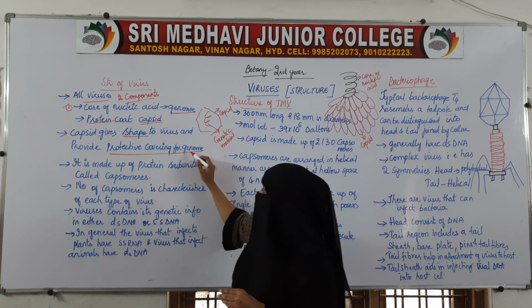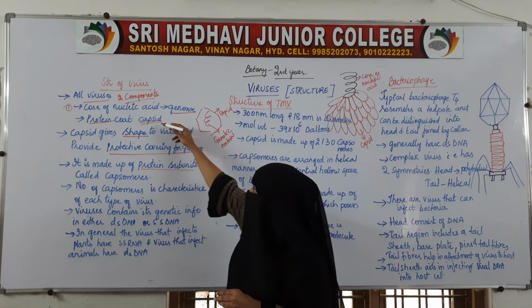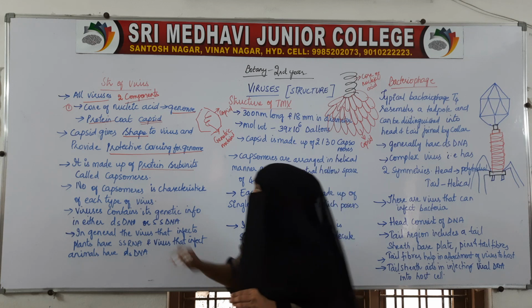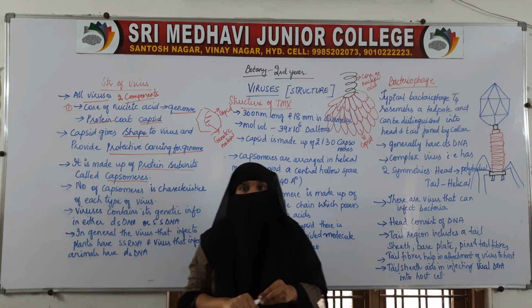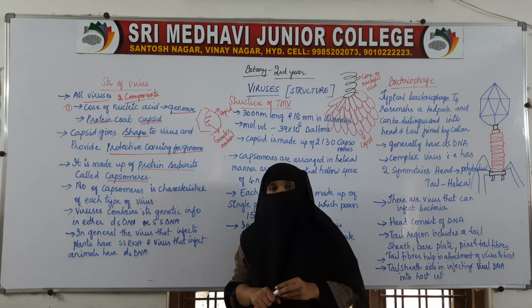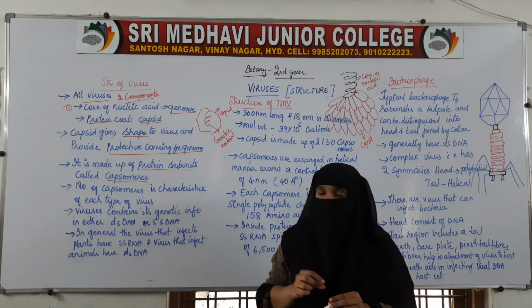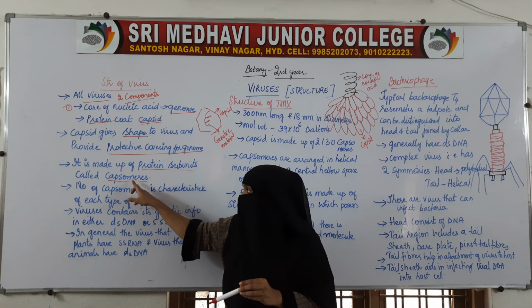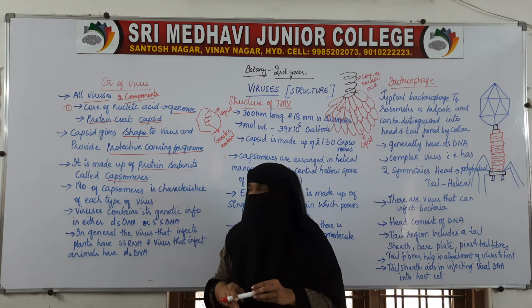This capsid is made up of protein subunits which are called capsomeres. The capsid or the protein coat is made up of many small units of protein. Those small subunits of protein are called capsomeres.